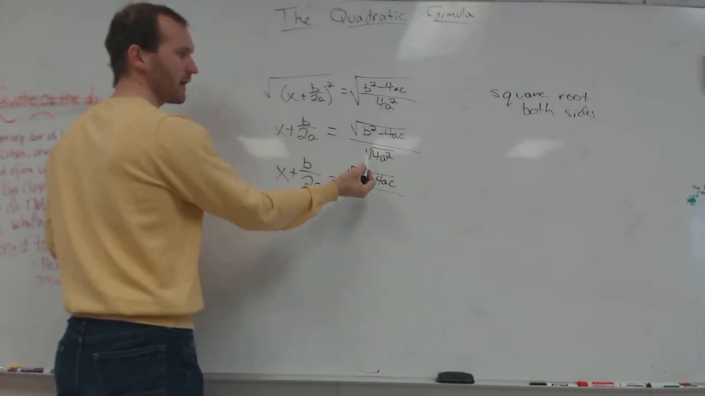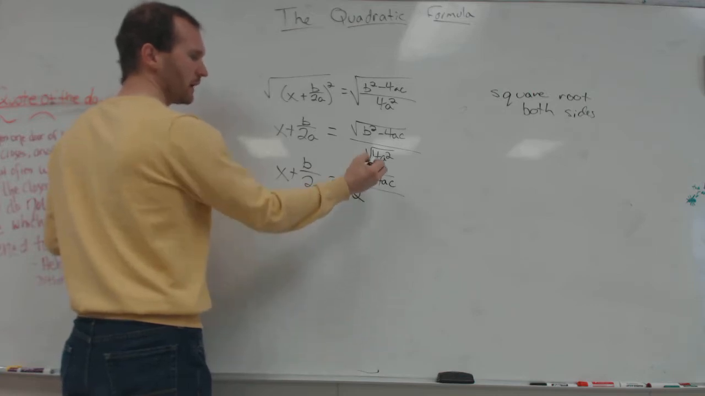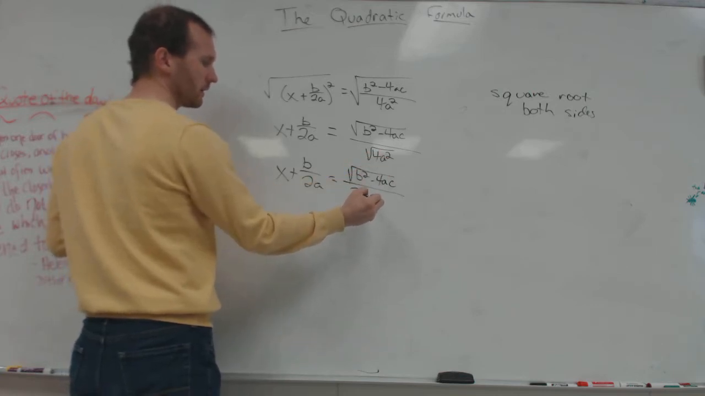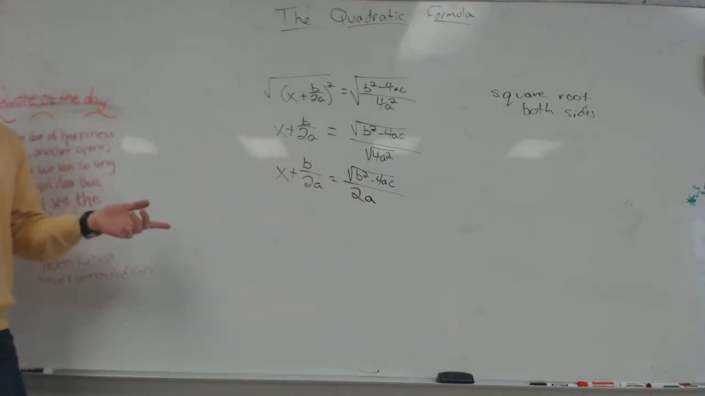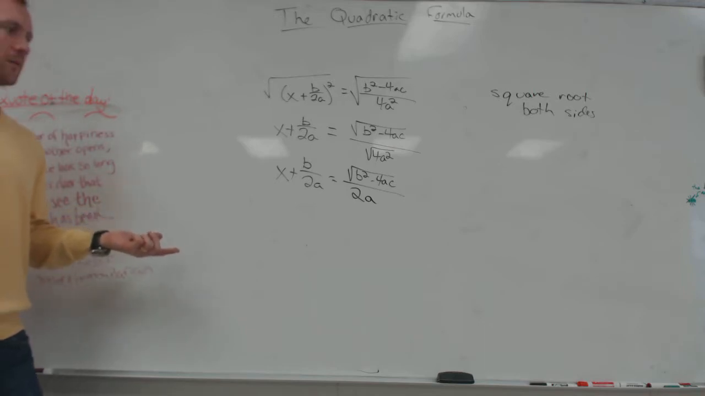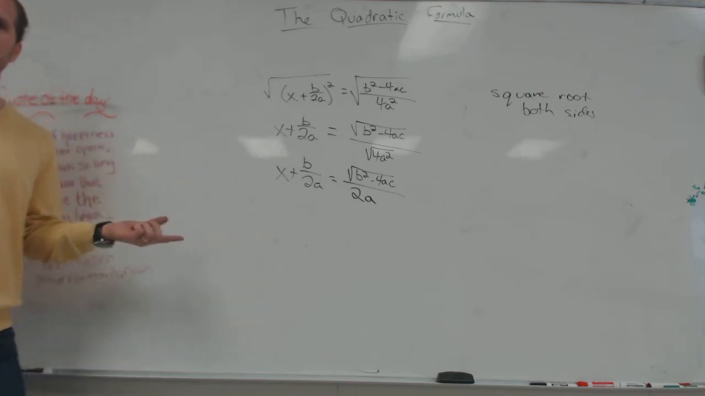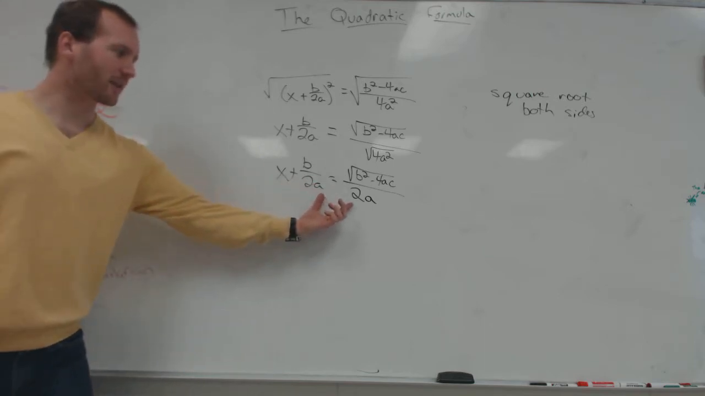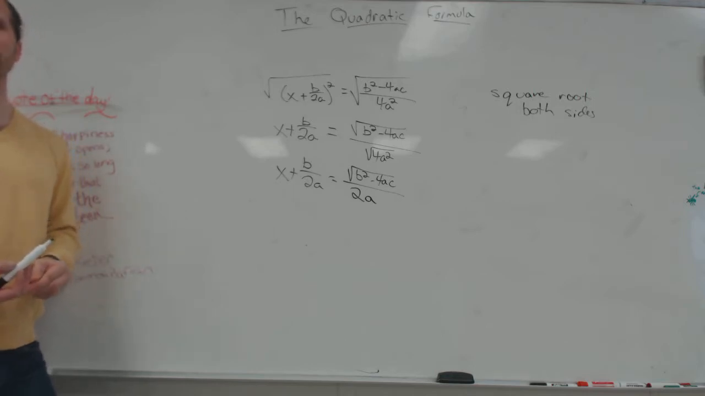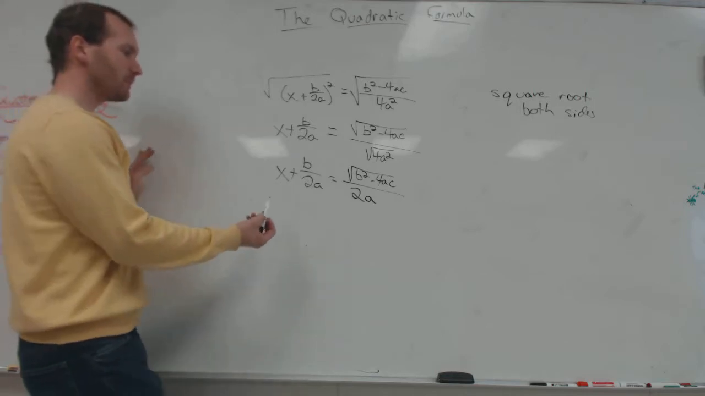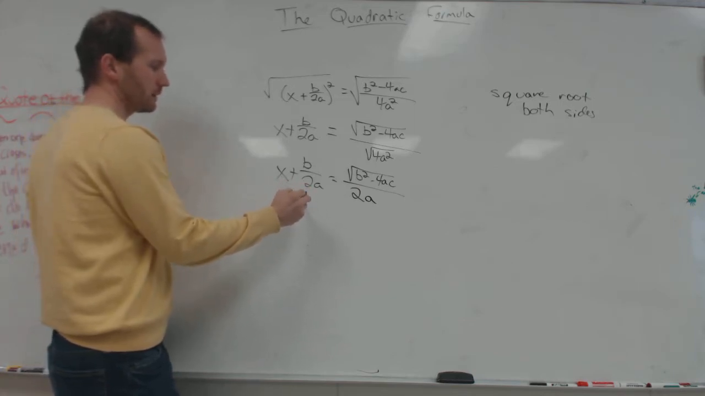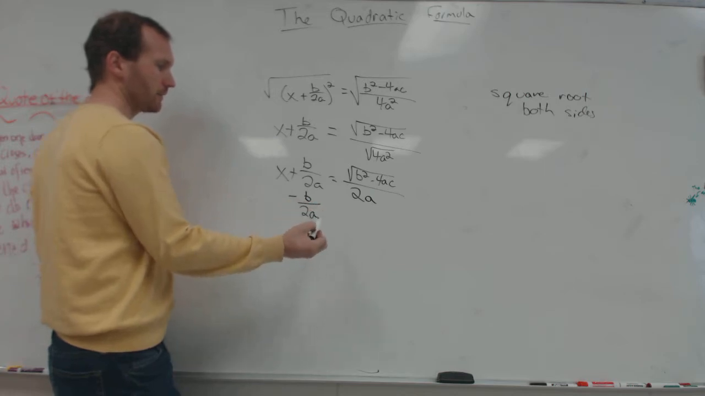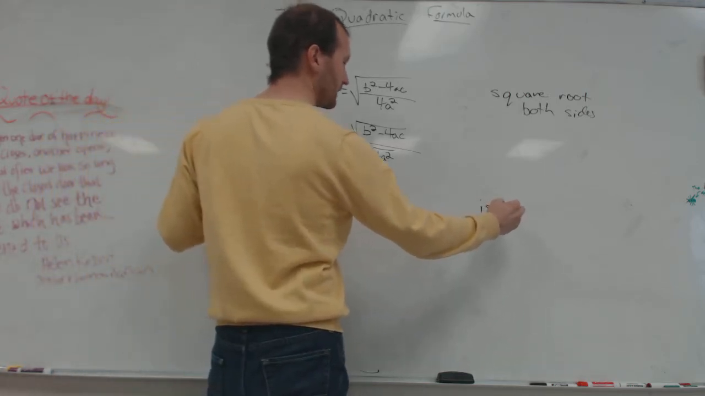But this just simplifies to the square root of 4 is 2, and the square root of a squared is a. Well, there's one really cool thing happening here already. What do you notice? Yeah, look at the denominators. They're the same. That's great. Because now we're trying to isolate x here. So we subtract b over 2a. So again, this step we're isolating x.